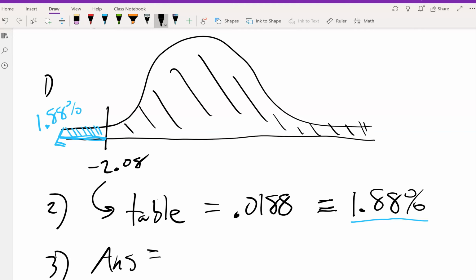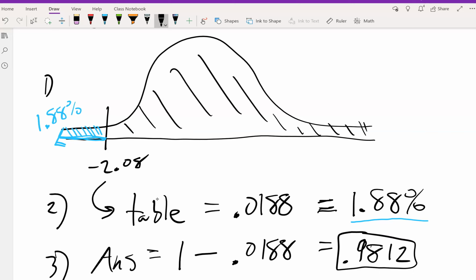That's great, but that's not my answer. Well, if I know the area to the left, then I know the area to the right. Because together, the left and the right area add up to, you got it, 100%. So if I want more than, I would do 1 minus the table area. And that would be the total area I'm looking for. What is that? Let me get my calculator out so I don't make a mistake with you guys today. 1 minus 0.0188 gives me 0.9812. So 0.9812 would be the answer I'm looking for.